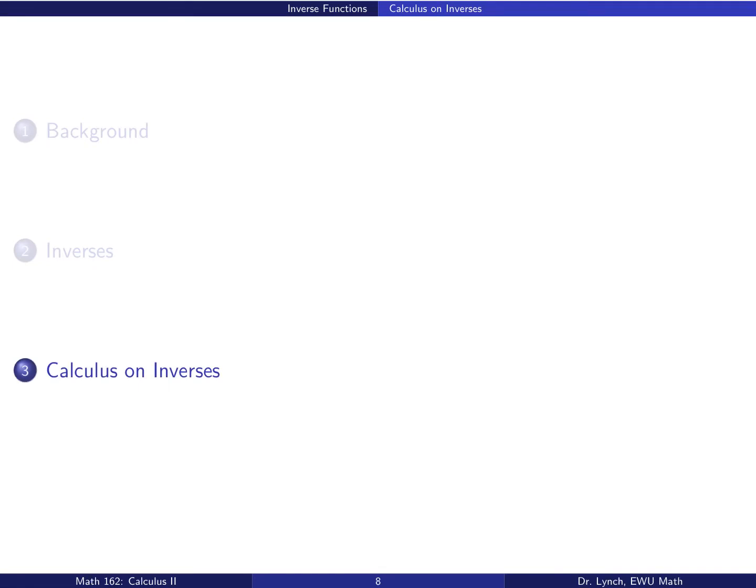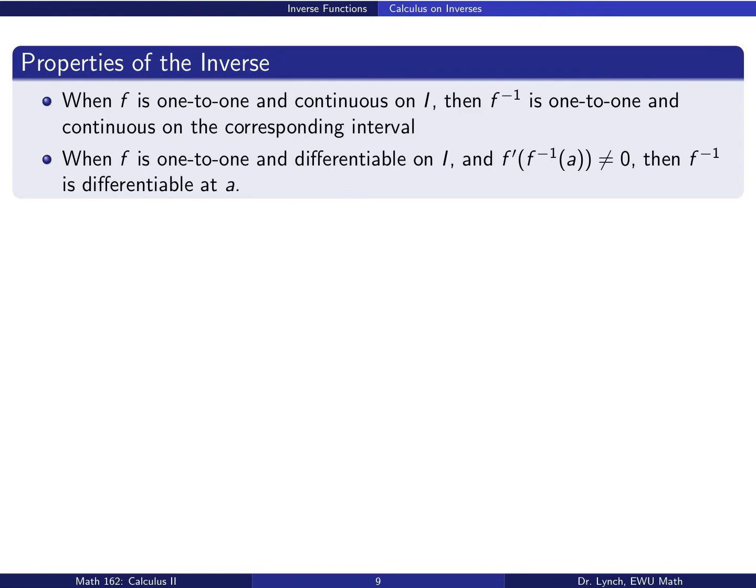Okay, let's talk about doing some calculus on inverses. It turns out that when a function is one-to-one and continuous on some interval, then the inverse function is one-to-one and continuous on the corresponding interval. And when f is one-to-one and differentiable on an interval, and that derivative is not 0, then f inverse is also differentiable at a. I should say a here, not on an interval. So let me fix that.